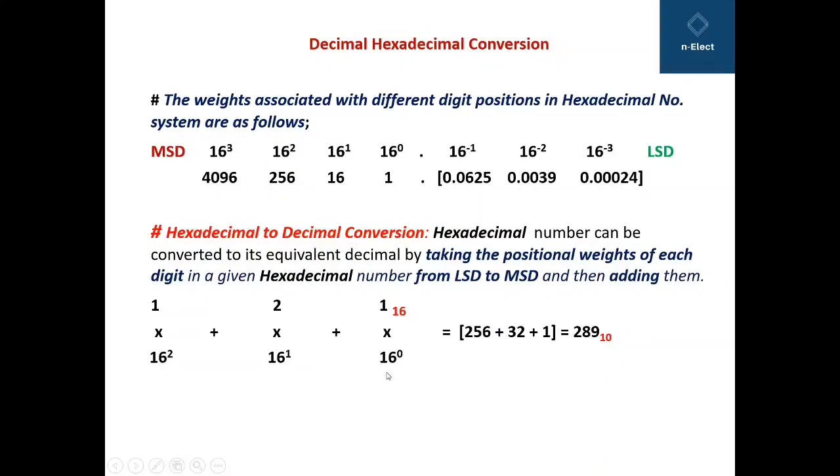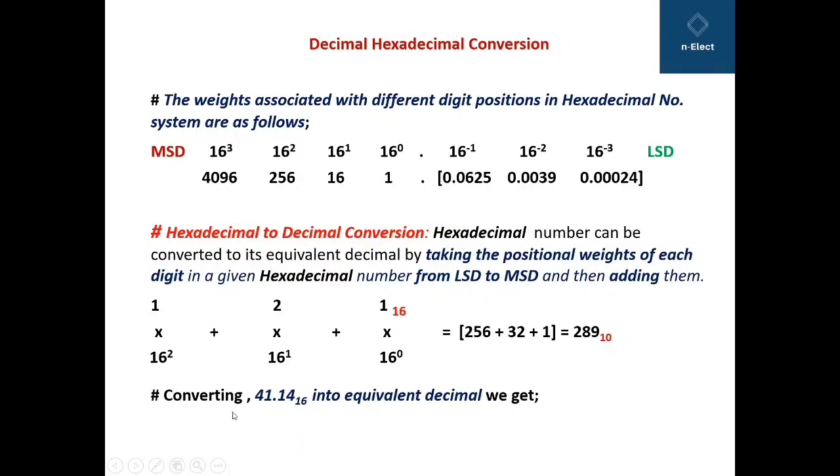So when we will do it, we will get 16 raised to power 0, that is 1 into 1, you will get 1. This is 16 into 2, that is 32. 16 square into 1, that is 256, and when you add them, you will get 289 decimal.